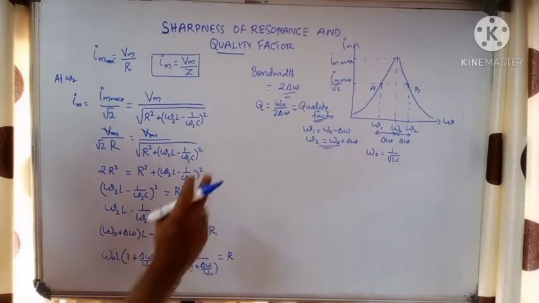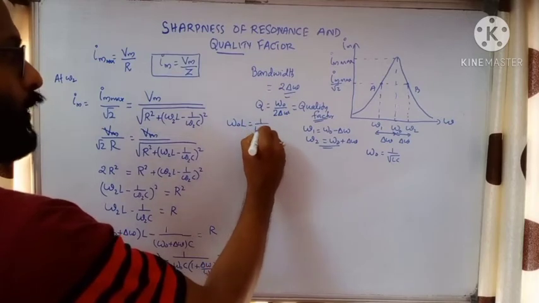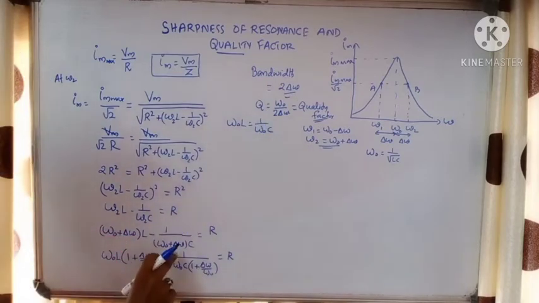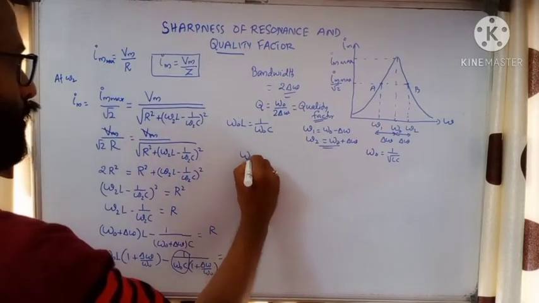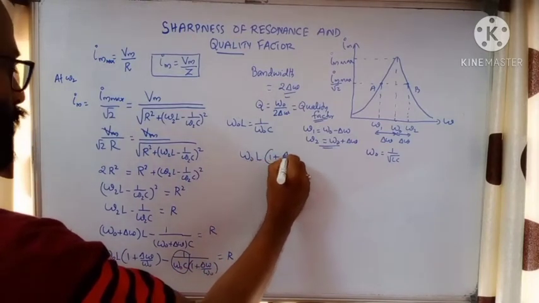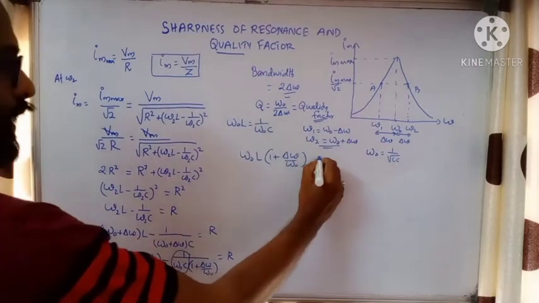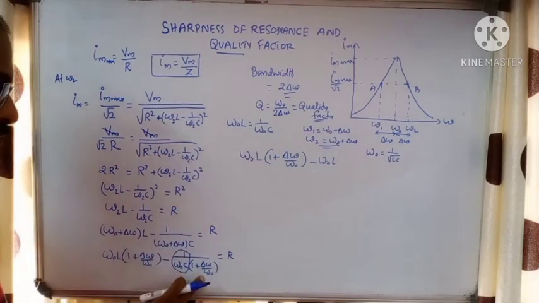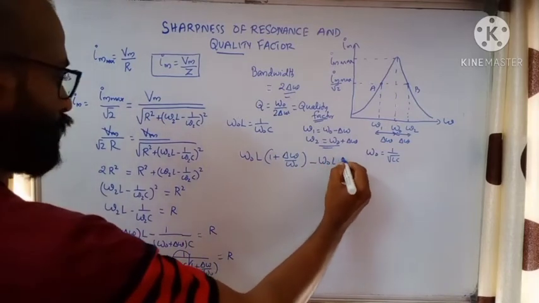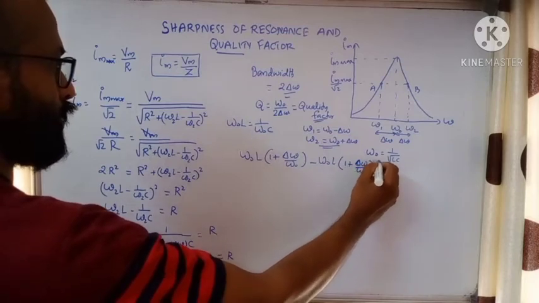Now at resonance, what's special? At resonance we have omega 0 L equal to 1 by omega 0 C. So here we have 1 by omega 0 C. Instead of this 1 by omega 0 C, what can I use? Instead of this, I can use omega 0 L. So omega 0 L into 1 plus delta omega by omega 0 is equal minus this. I use omega 0 L. This I need to take from the denominator to the numerator, so we will have 1 plus delta omega by omega 0 raised to minus 1.